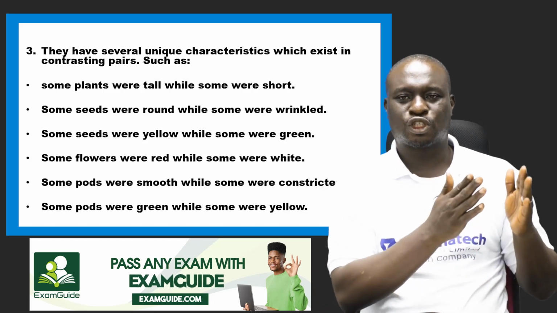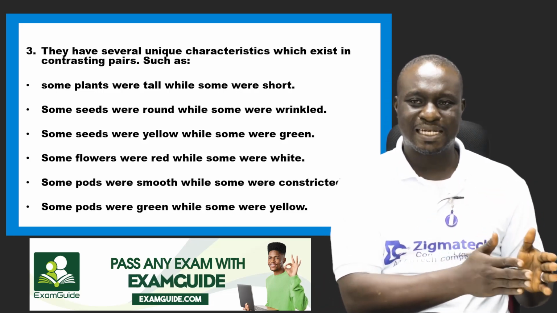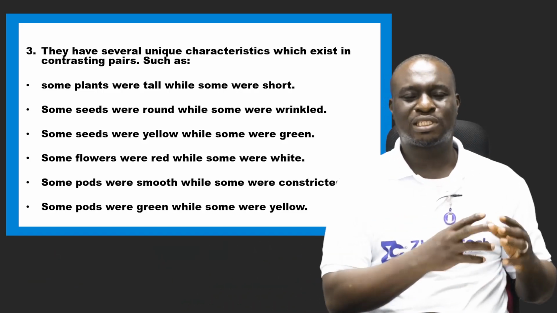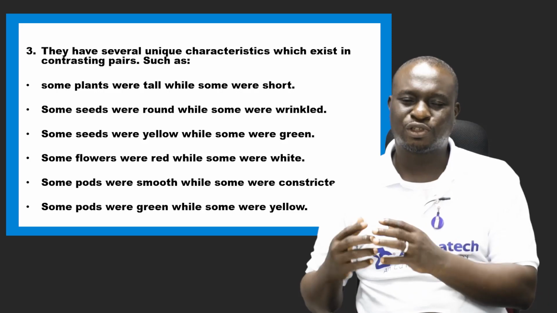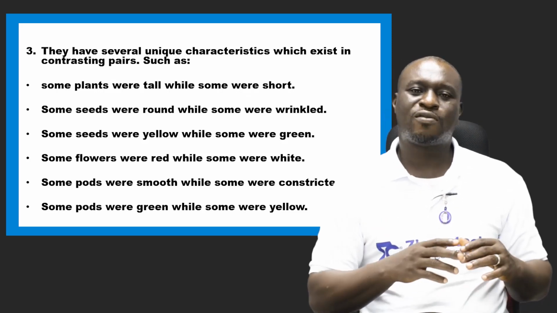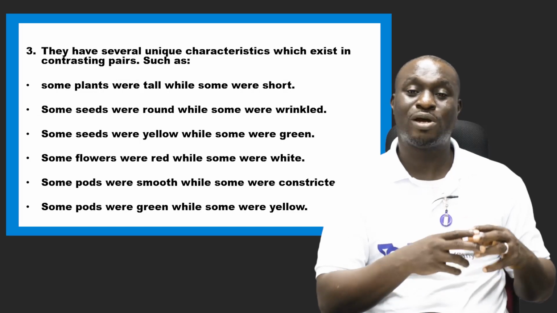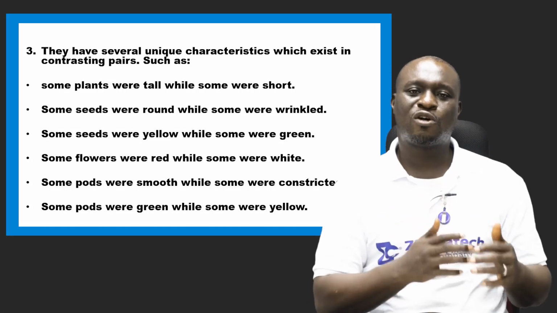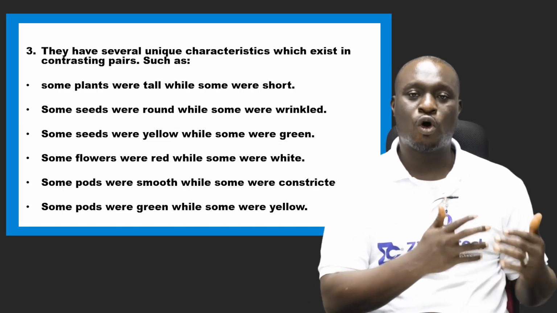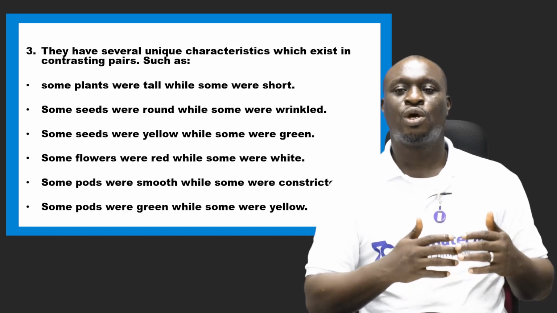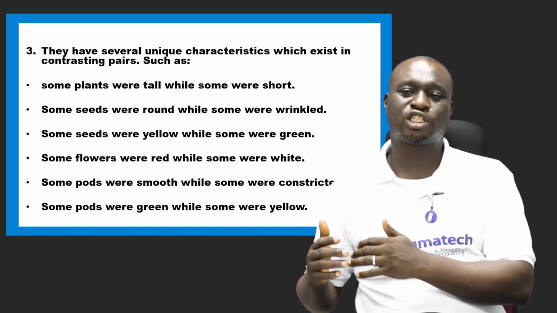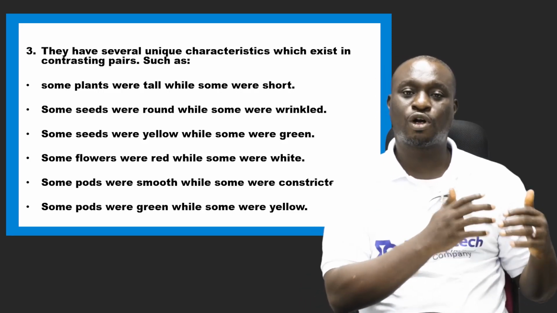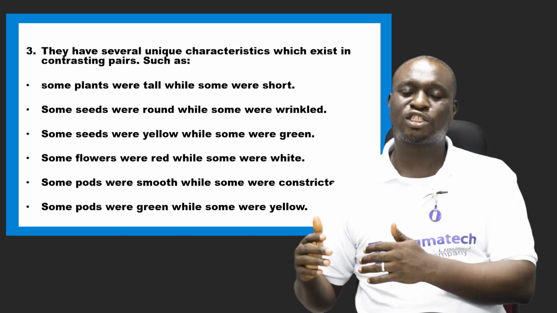He discovered that also some garden pea plant seeds were round, while there are some seeds that are wrinkled. He discovered some seeds were yellow in color, while some seeds were green in color. He discovered that in garden pea plants, some of the flowers were red, and in some of them, their flowers were white. He also discovered in the garden pea plants, the pods. Some of the pods were smooth, and some of the pods were constricted. Some of the pods in terms of colors were green, and some other pods were yellow.